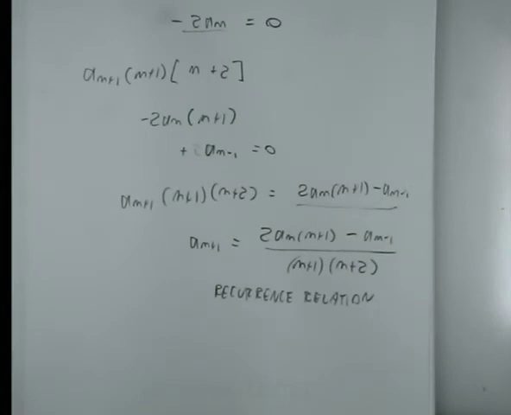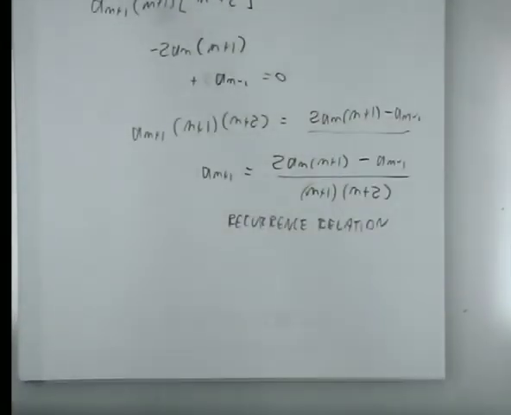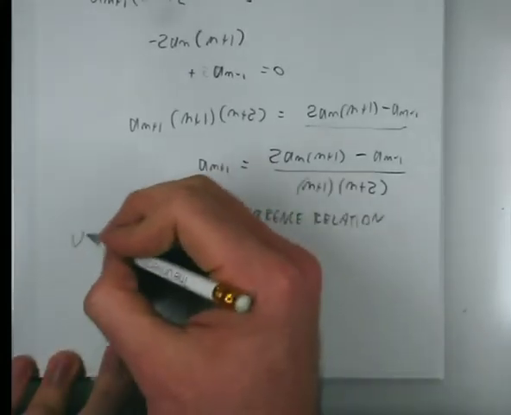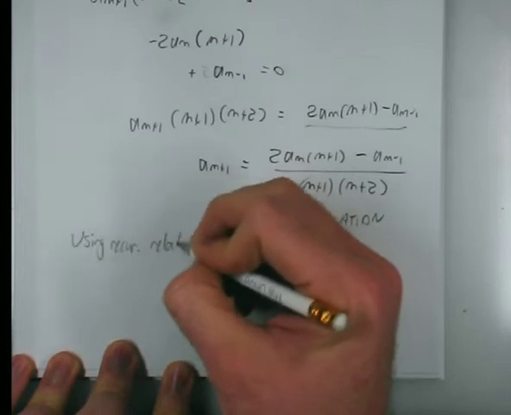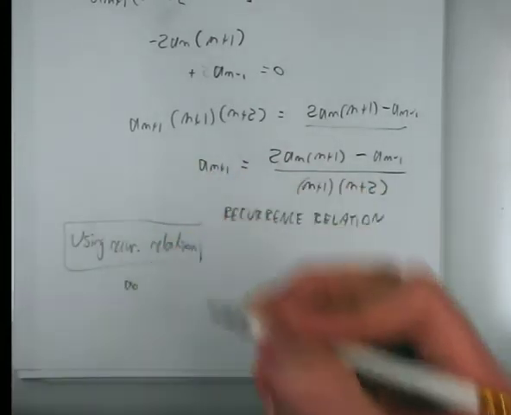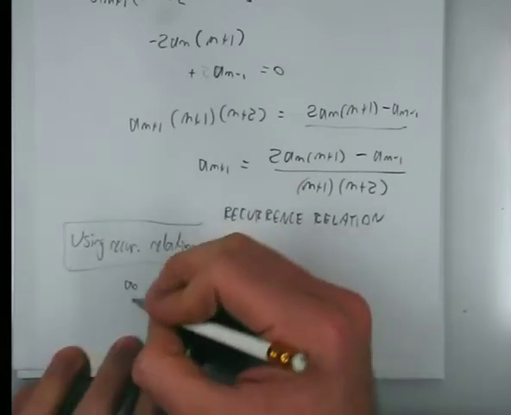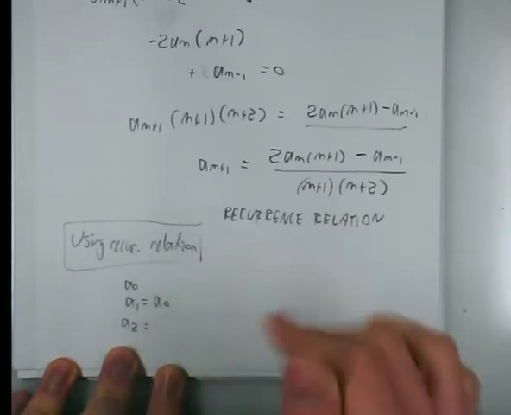Okay. And that's how to make a recurrence relation. And then the next question was, calculate the first 3 terms. Okay. So just to be sure of how to use this recurrence relation: using the recurrence relation, A0 is A0, because that's what we started with. A1 is also A0.